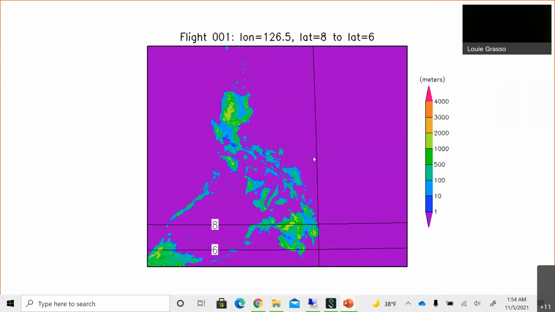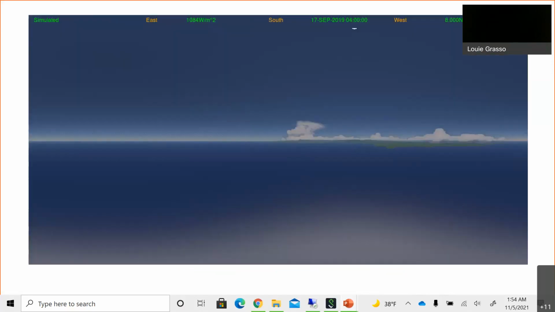So what I'm showing here is flight number 1. We have 2 latitude belts, latitude 6 degrees, latitude 8 degrees, and then longitude of 126.5. And then where these two intersect, I start the flight here at 8 degrees north and fly south to 6 degrees. So you will see the landmass show up on the right here. So again, we're looking south.